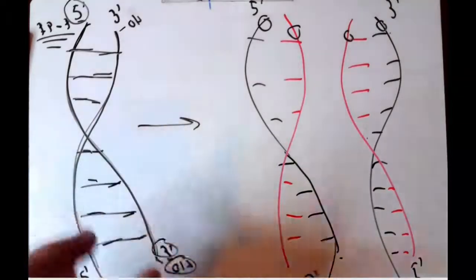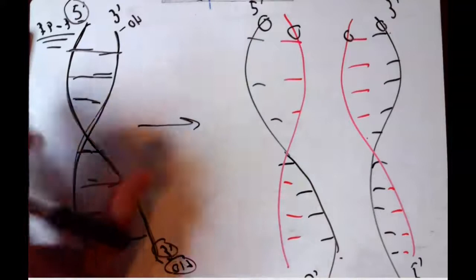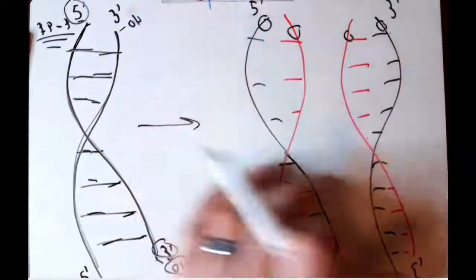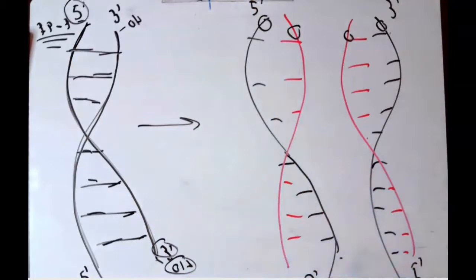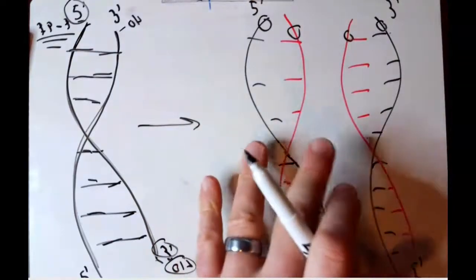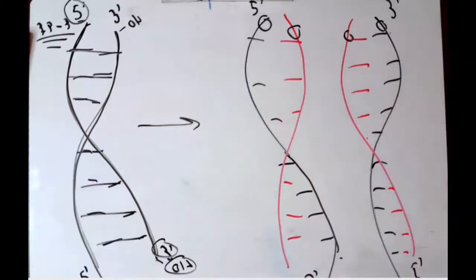So in a nutshell, semi-conservative replication is the idea that when we replicate DNA, we separate the two DNA strands, we keep an old strand in each new molecule, and we put a new strand in each as well. So anytime we replicate DNA, we actually are half old, half new in the two molecules that we end up with.